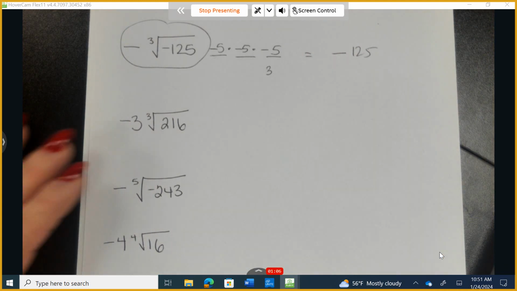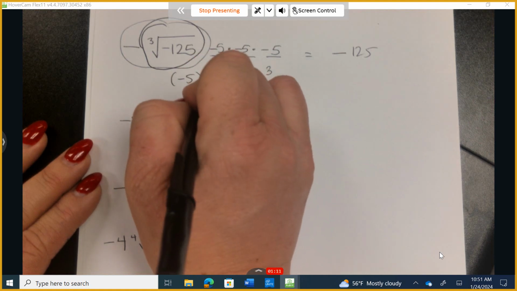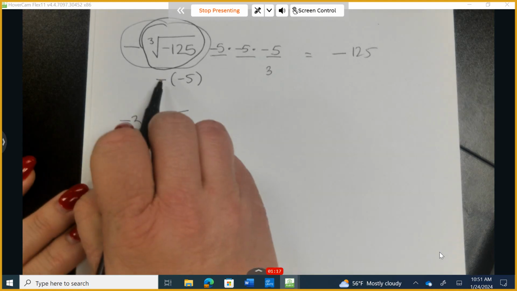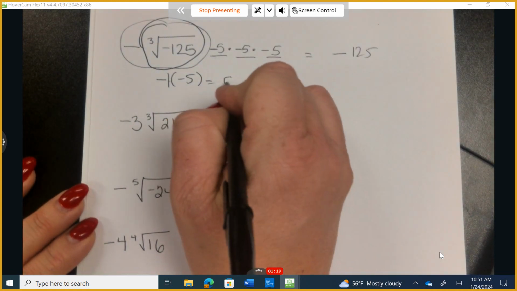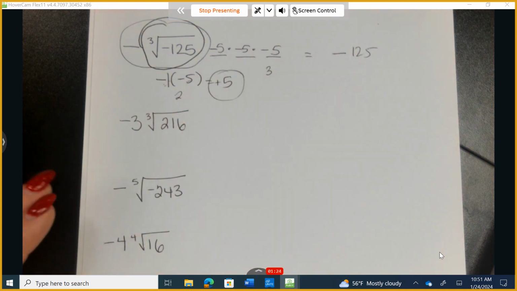How does that help us? That means just this portion evaluated is negative 5. Then I have to bring down the negative sign out front. So it's like negative 1 times negative 5. Well, 1 times 5 is 5, and I have 2 negatives. 2 is even. My final answer is positive.